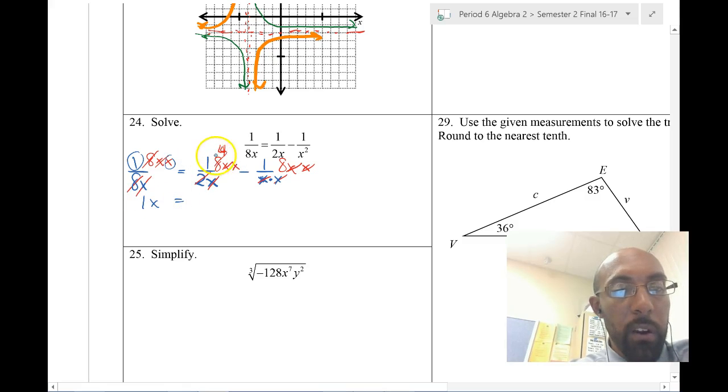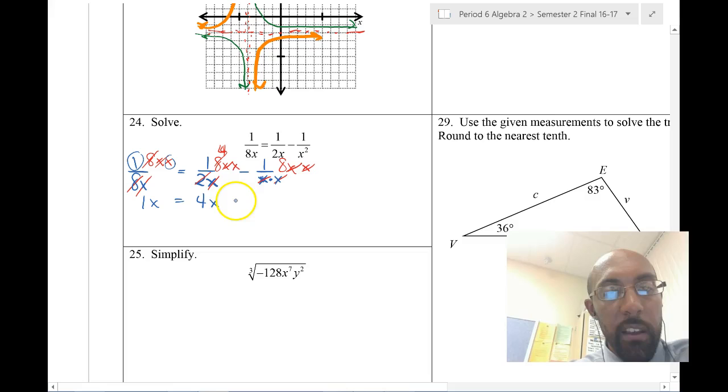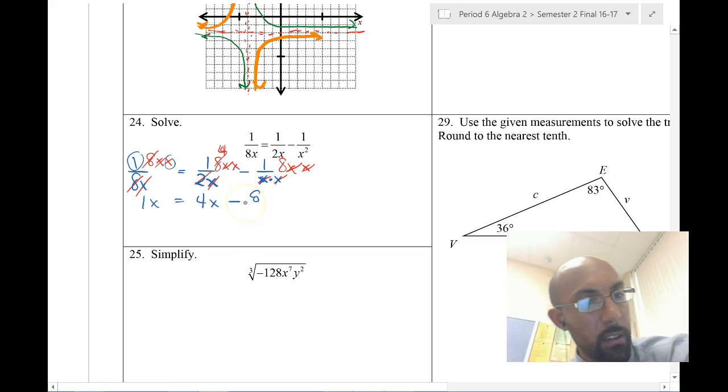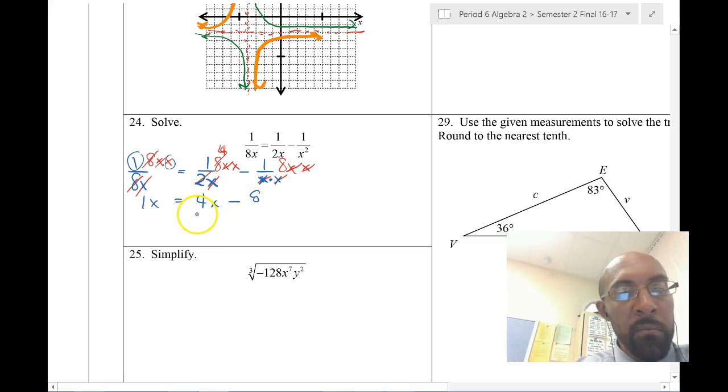Okay, here I've got a 1, a 4, and an x, so you multiply it. 1 times 4 is 4, times x, 4x. And then minus. And here I've got 1 times 8. That's all I've got, so just 8. And hey, look, that looks like a lot easier to work with, right? So let's subtract the 4x from both sides.